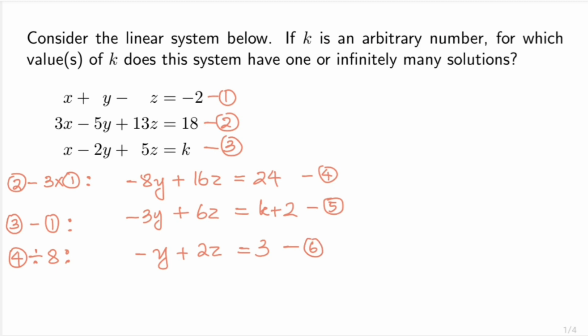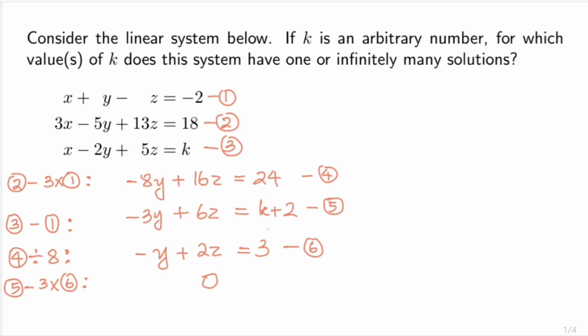So we can use equation 6 to eliminate y from equation 5. How do we do that? We multiply equation 6 by 3, and then we subtract it from equation 5. So we can have equation 5 minus 3 times equation 6. And what does that give us? Well, we have minus 3y minus 3y. So the y goes away. Then we have 6z minus 6z. So that also gives us 0.